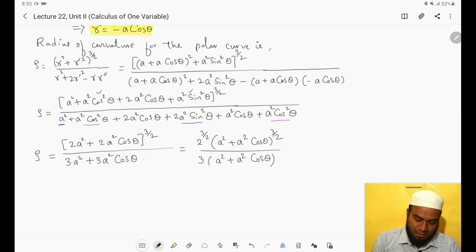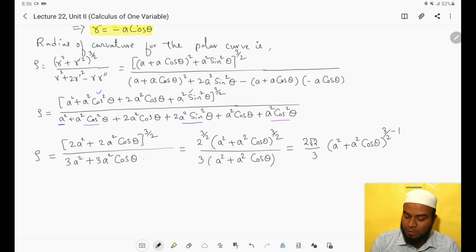Further simplification is possible here. 2 power 3 by 2 can be written as 2 root 2 by 3, then a square plus a square cos theta whole power 3 by 2 minus 1, because you see the numerator and denominators are same. First this 2 power 3 by 2 is written as 2 root 2 by 3, then a square plus a square cos theta power 3 by 2 and power 1 will be there. If you take this above, then that will become minus 1, right?